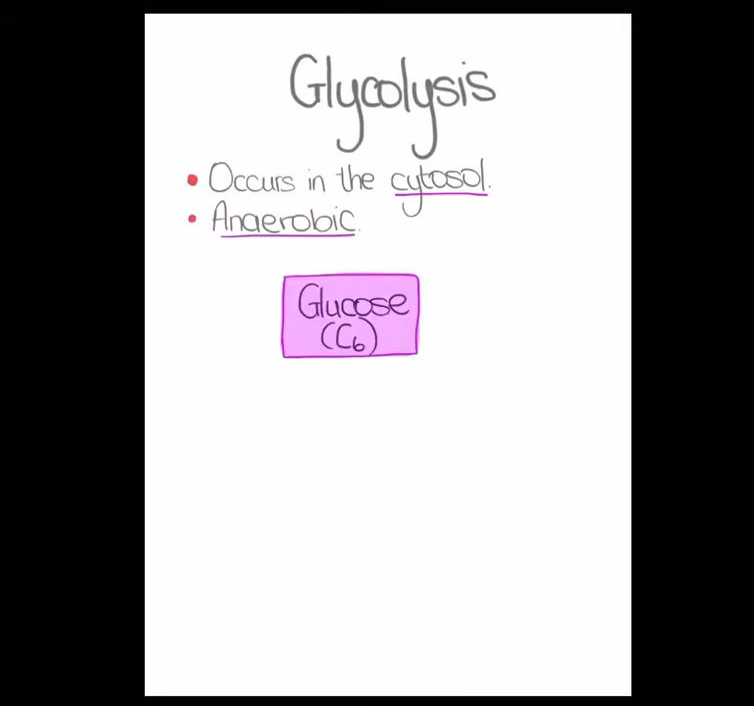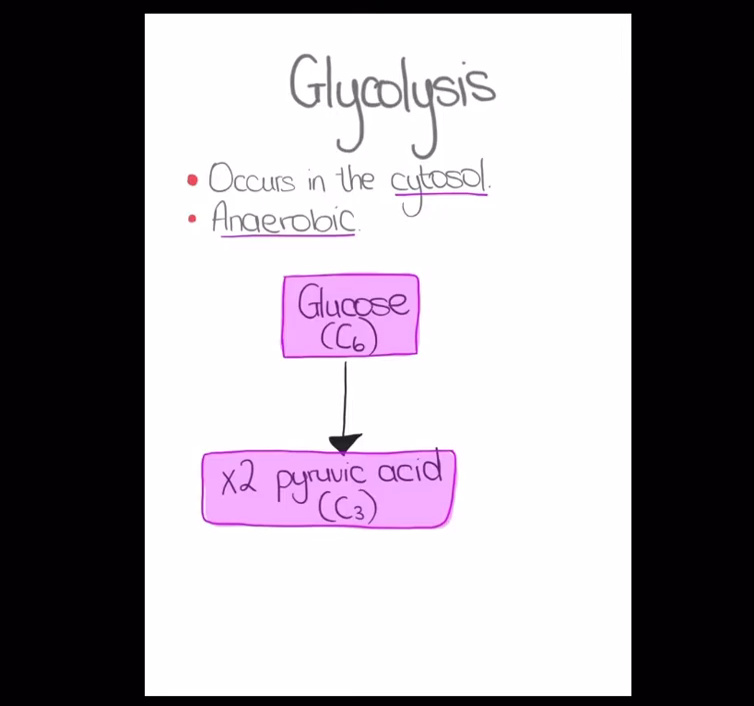Glycolysis takes place in the cytosol of the cell. This is the liquid part of the cytoplasm. It is an anaerobic process, which means that it does not require oxygen. Glycolysis involves the breaking of a glucose molecule, a 6-carbon molecule, into two 3-carbon molecules. These 3-carbon molecules are called pyruvic acid.